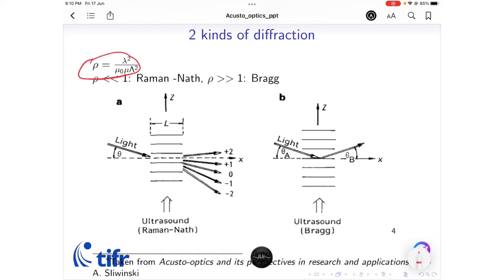If this rho is much less than 1, that is called Raman-Nath diffraction, and if rho is much greater than 1, that is called Bragg diffraction. The difference between both is shown in this figure. So here we can see that from this portion it will get diffracted like this, but here it is like getting reflected, and from all of this portion it will get reflected, and we will get a pattern here. So this is called Bragg diffraction.